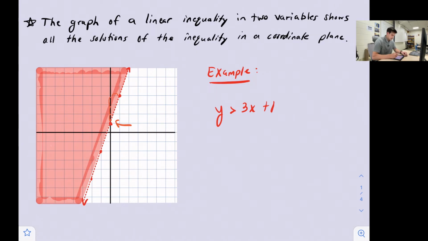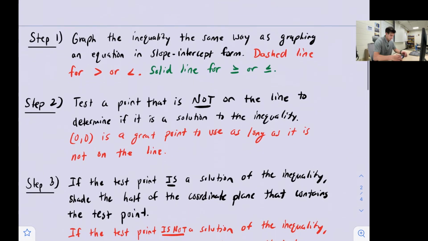That is because we have the greater than symbol there. We're going to see in just a minute how we know if it's a dashed line or a solid line, and how we know which side of the graph to shade. So this is just a visual example, and we'll talk more about the details right now.